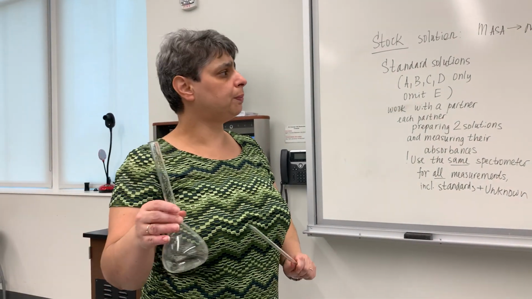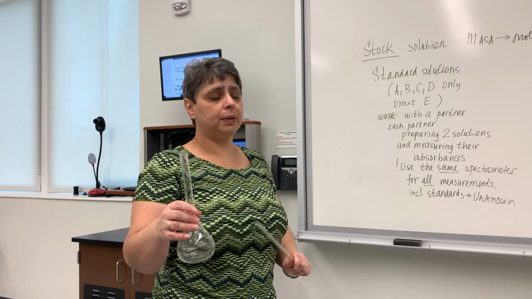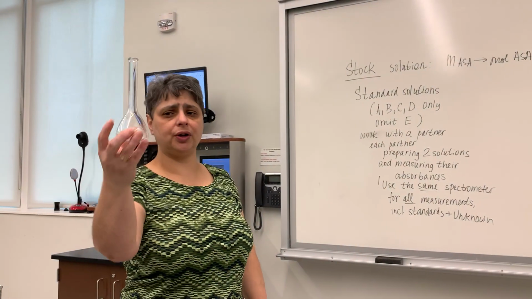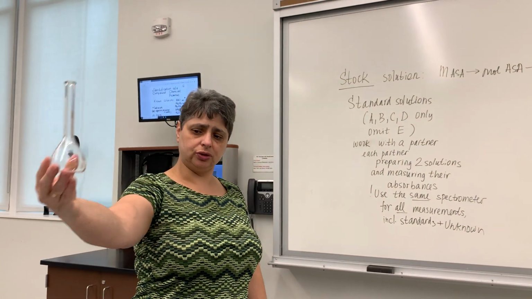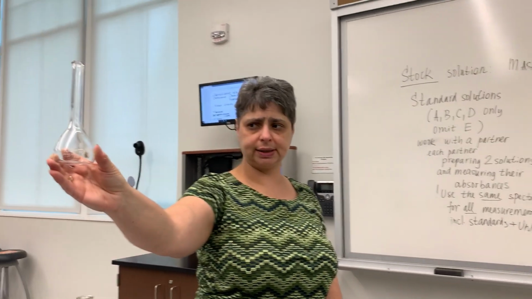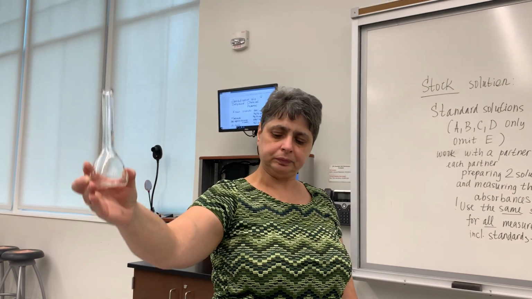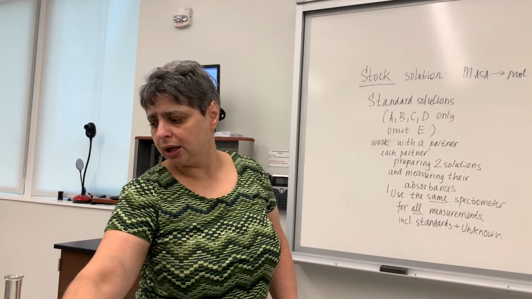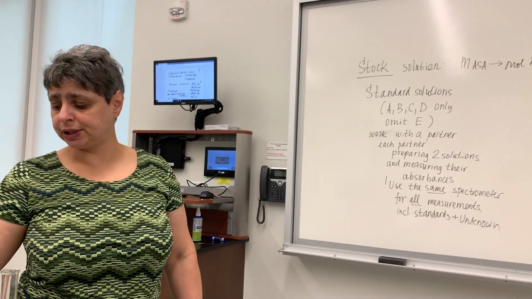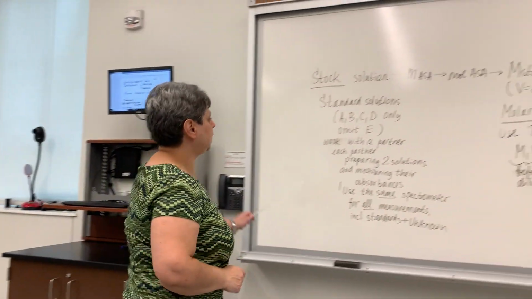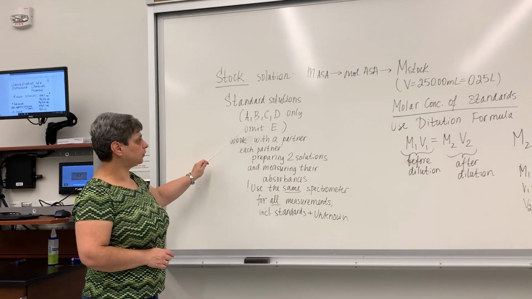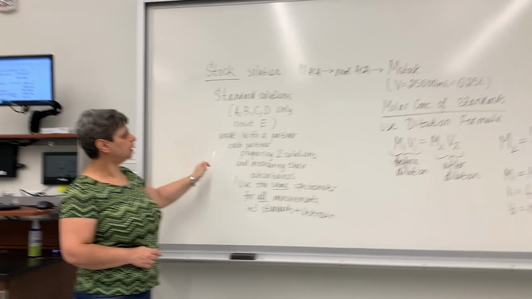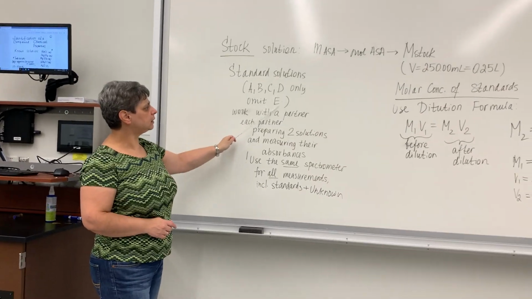And then you're going to take a portion of the stock and dilute it, transferring it first into a 100 milliliter volumetric flask. As you can see, same shape, just a different size, smaller flask. So the amount of stock will vary. As you can see, you have a list of standards. We are going to be making only 4 standards, not 5. So we're going to be making standards A, B, C, and D, and we're going to omit E.